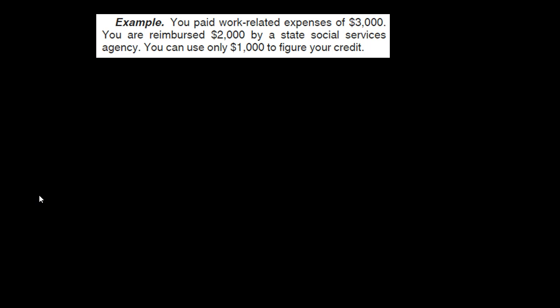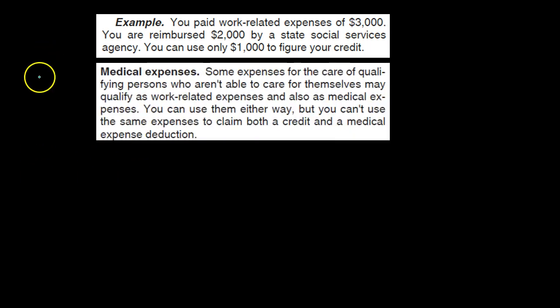Example: you paid work-related expenses of $3,000. You are reimbursed $2,000 by a state social security service. You can use only $1,000 to figure the credit. So obviously you paid $3,000, got $2,000 back, you only get the $1,000 that would actually count towards the credit.